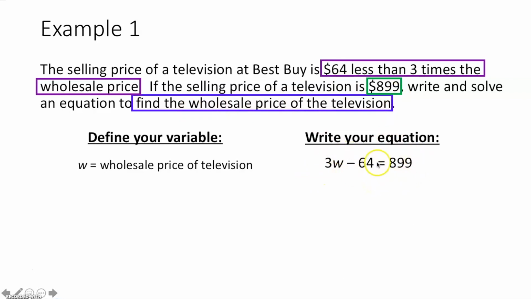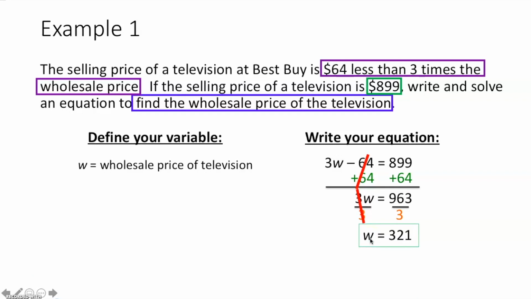Simplify, move, solve. It's already simplified on both sides, so we move the variables to the left. Done. Constants need to go to the right. We start with anything added or subtracted, so we add 64 to both sides. These cancel out. 899 plus 64 gives you 963. We then have to divide both sides by 3 to get rid of that 3. We end up with W is equal to 321.